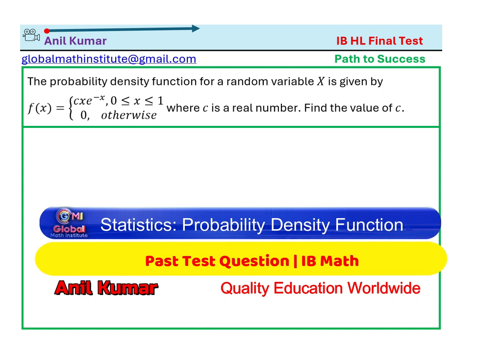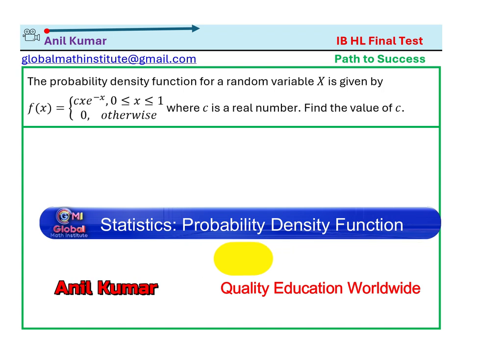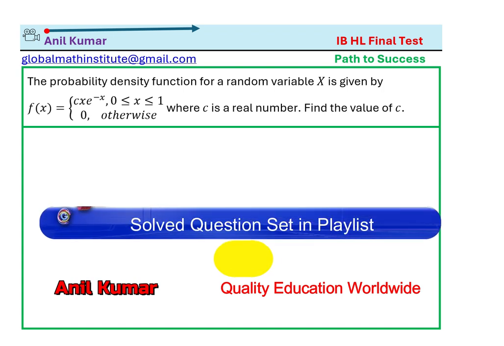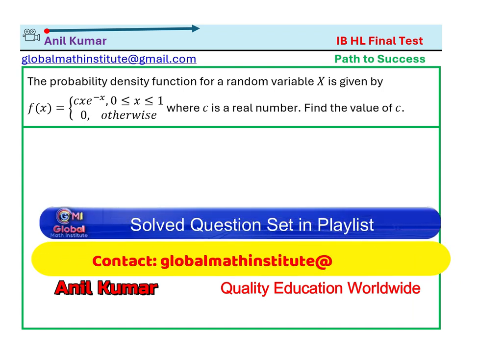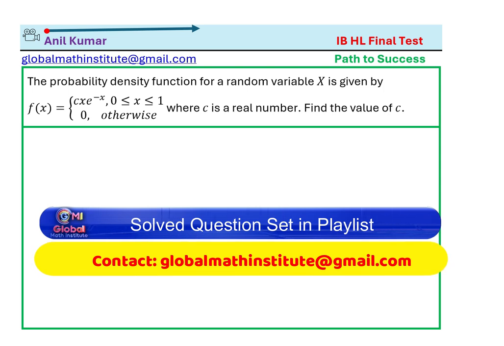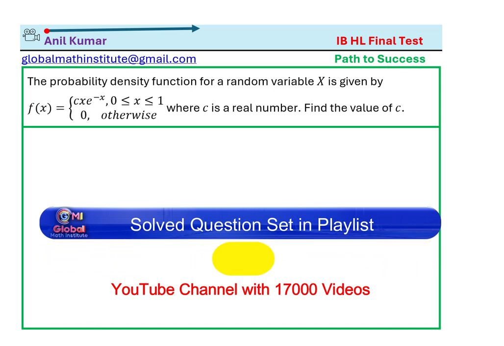The probability density function for a random variable x is given by f of x equals c x e to the power of minus x, where x is between 0 and 1 and is 0 otherwise. Where c is a real number, find the value of c.